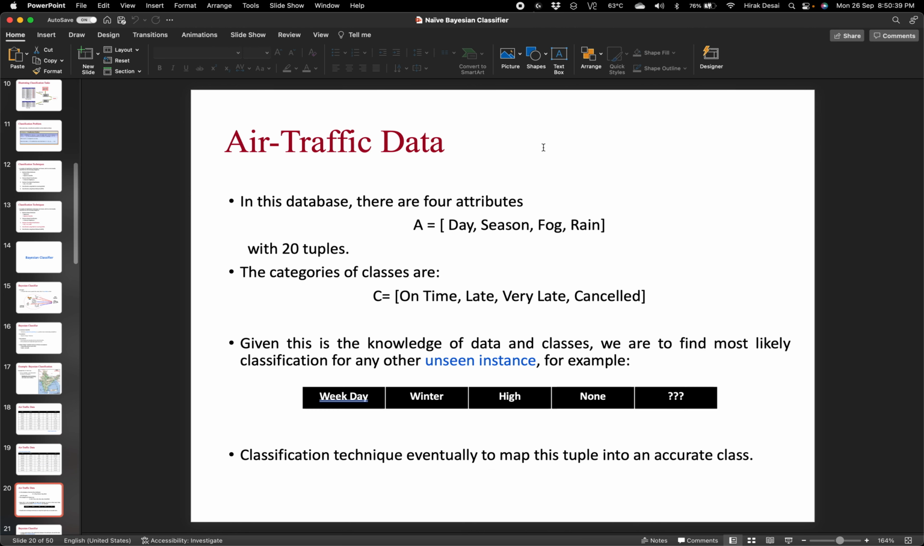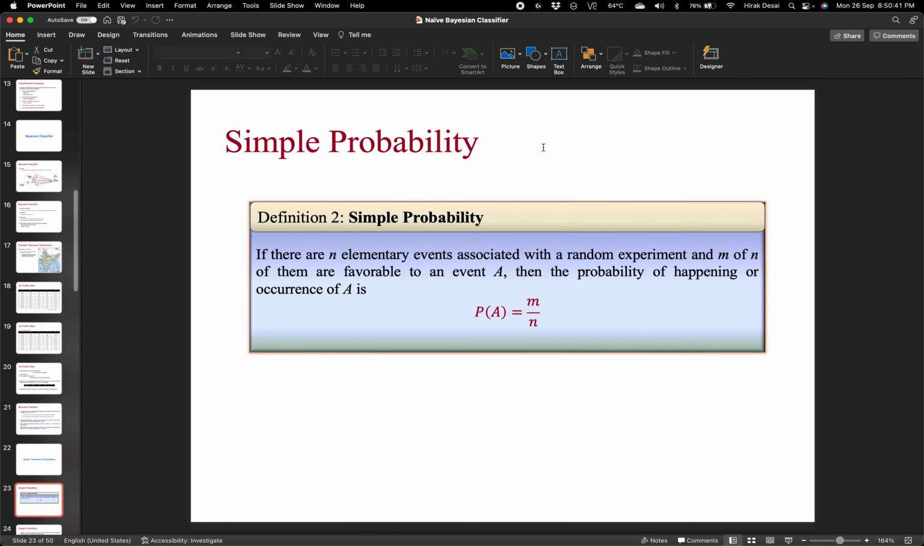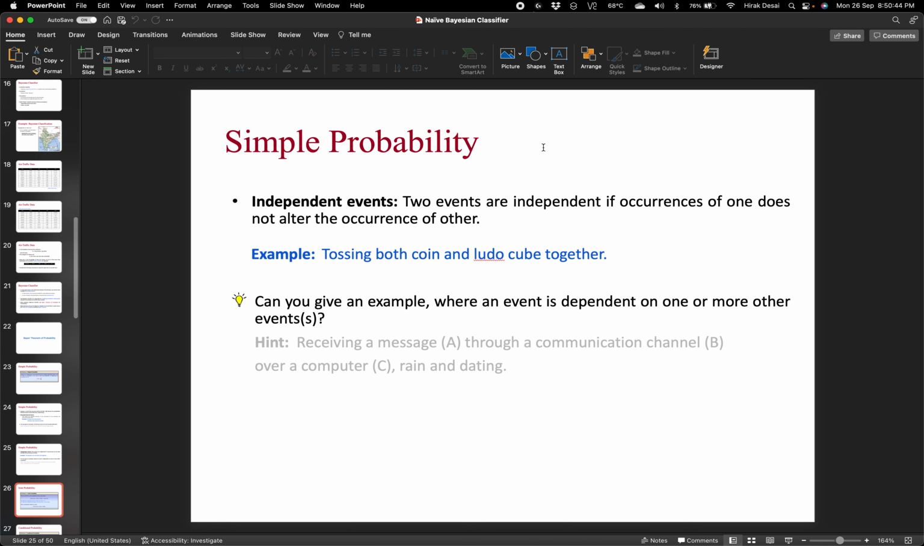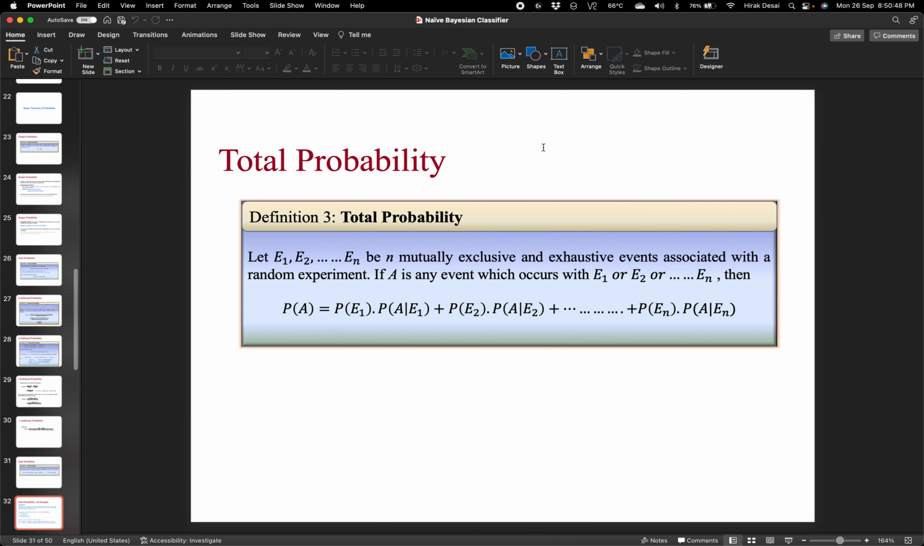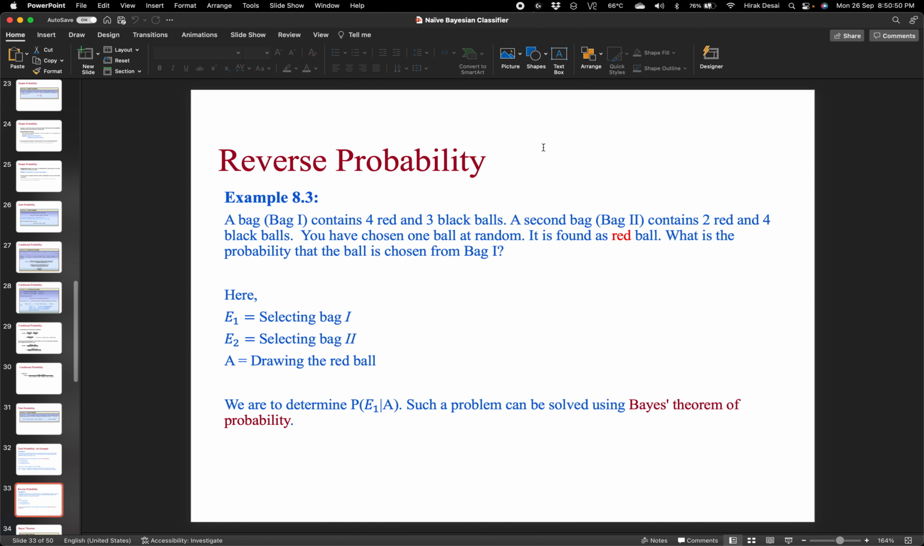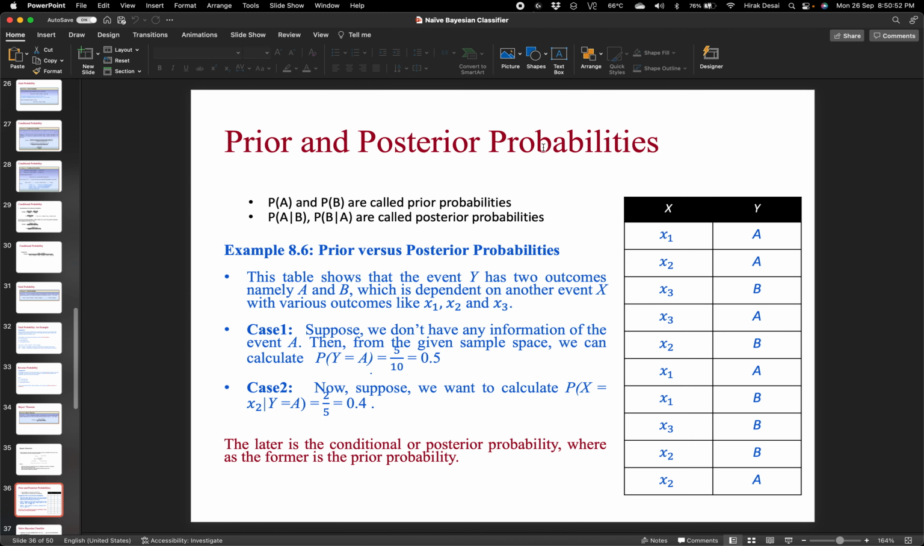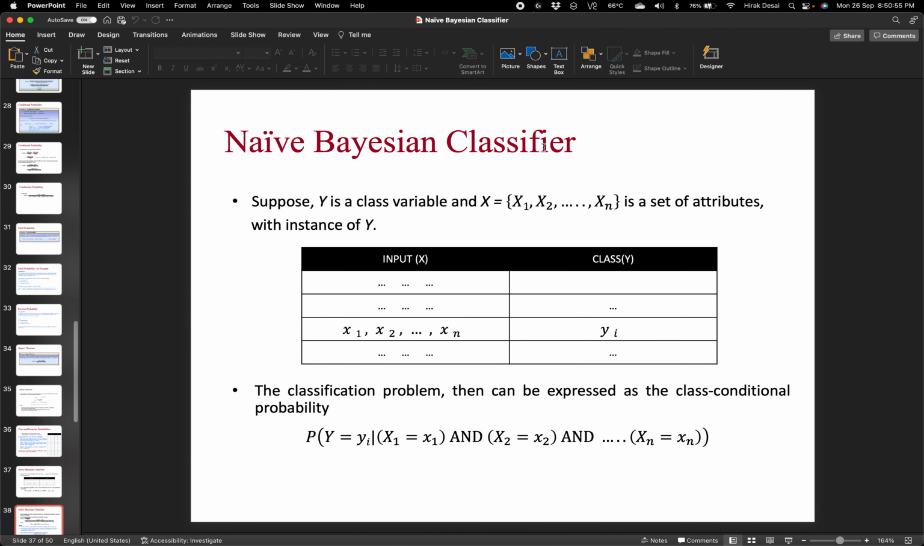Now we had types of probabilities: simple, joint, conditional, total, reverse. Prior and posterior probabilities.